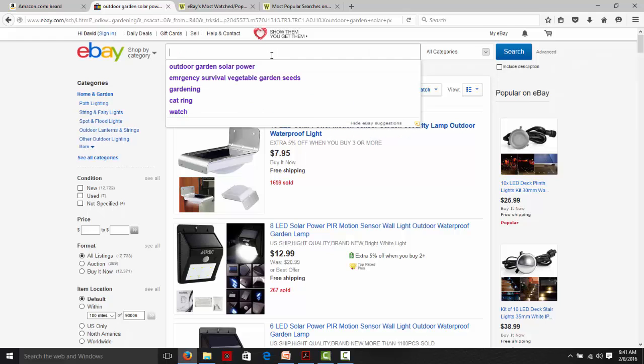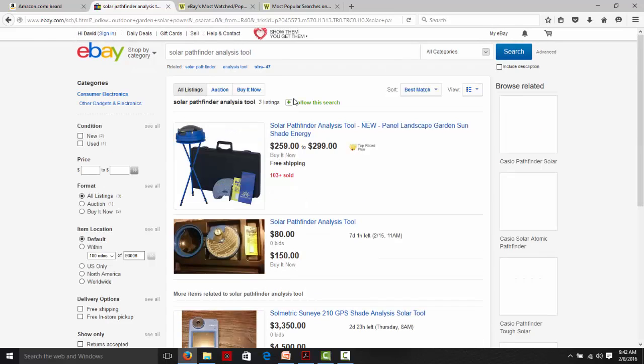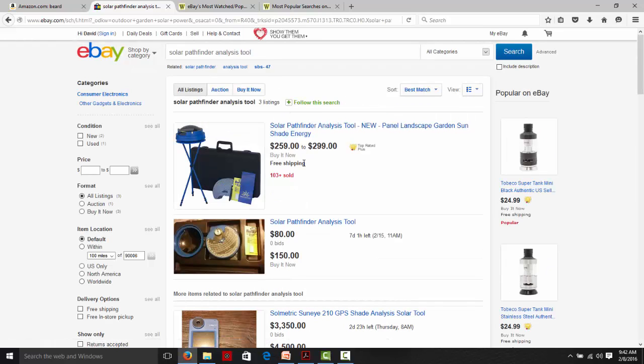Another product that I found that was pretty cool and I sold on my store was the Solar Pathfinder Analysis Tool, which was this one right here, the first one. At that time it sold like 80 units, and now 103. When I bought it, it was around 130, but now it has increased to 259, almost 300. So what you can do here is buy it and then resell it on your store for like $300 if you buy it at 259 or even more, and then drop ship it, for example.